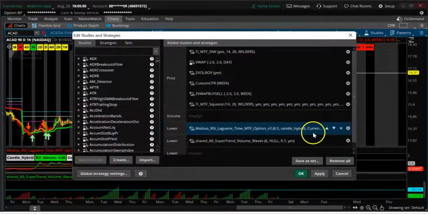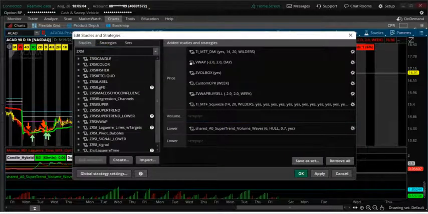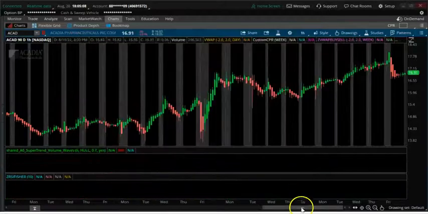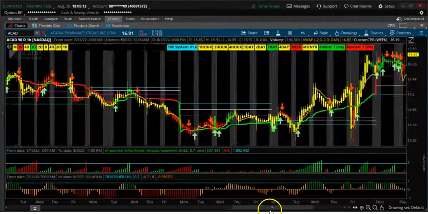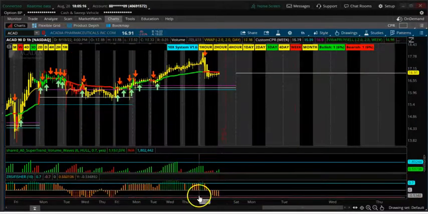Okay, so let me just put the RSI Fisher. Okay, look at that. Okay, RSI Fisher is clearly negative. Okay, it's positive here, but it's negative here.